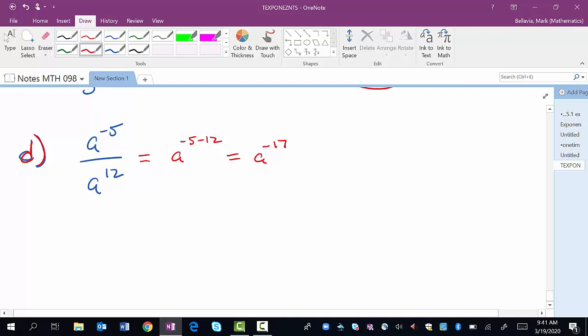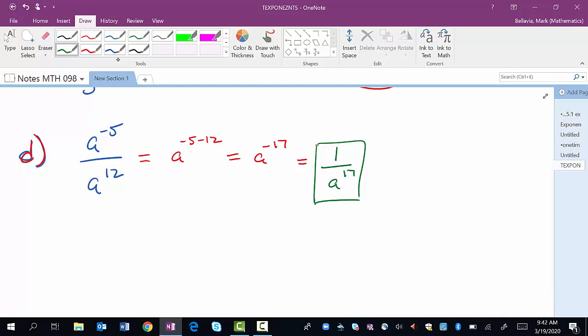17. And then, since I have a negative exponent, I haven't simplified completely. I want to make this a positive exponent. To make this a positive exponent, remember, negative here tells me to move it down to the bottom, so it's 1 over a and then to the positive 17. And then I've simplified it completely.